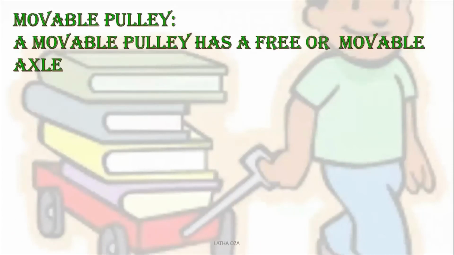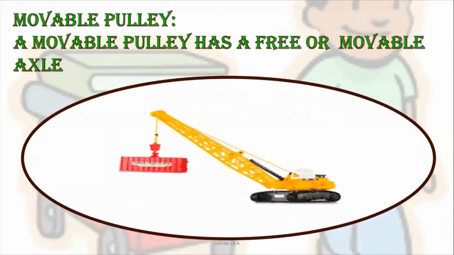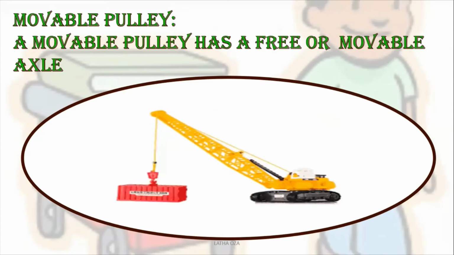When we talk about a movable pulley, it has a free or a movable axle. It is used along with a fixed pulley. For example, a crane uses both fixed and movable pulleys to lift heavy objects.